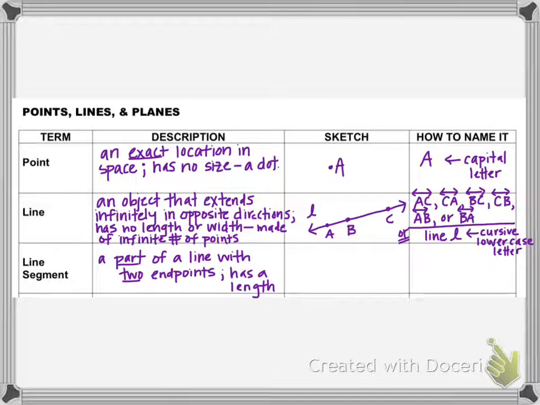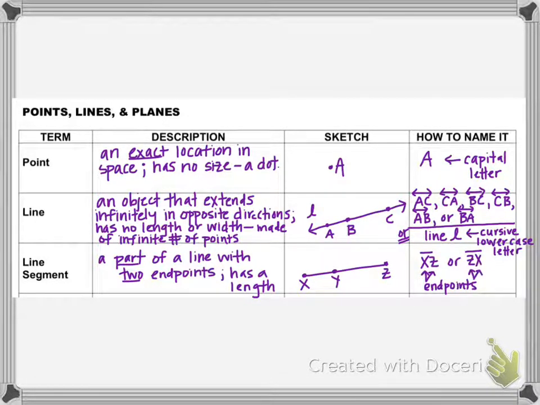A line segment is just a part of a line, and it has 2 endpoints that define its length. So you can actually measure the length of a line segment. This is a sketch of what a line segment could look like. What must be labeled are the 2 endpoints. In this case, it's X and Z. You may have other points labeled in between the endpoints.